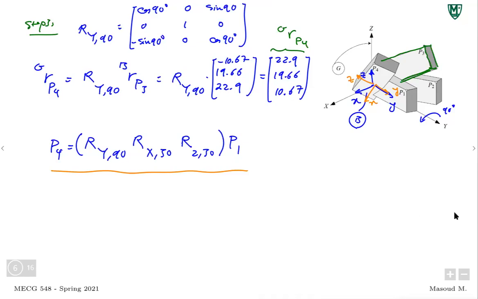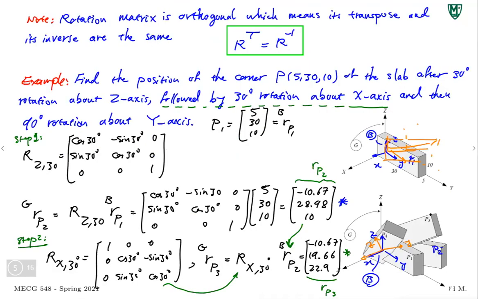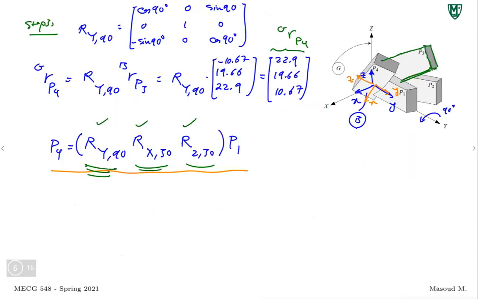So, for instance, if you look at this example, I multiplied these three rotation matrices: one for 30 degrees about Z-axis, 30 degrees about X-axis, and then 90 degrees about Y-axis. Now, if you go back to the order of rotations, the last rotation is 90 degrees about Y. The one before is 30 degrees about X, and the one before that, which is the initial rotation, is 30 degrees about Z. Now, if you come back here, the first one goes to the end.